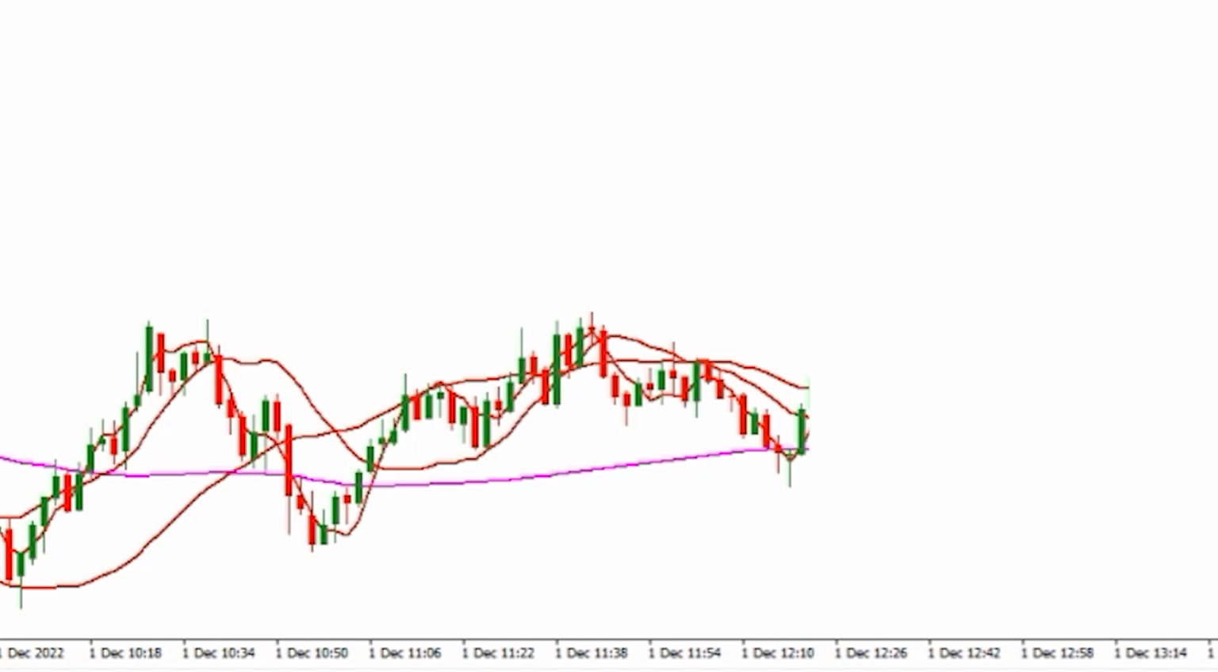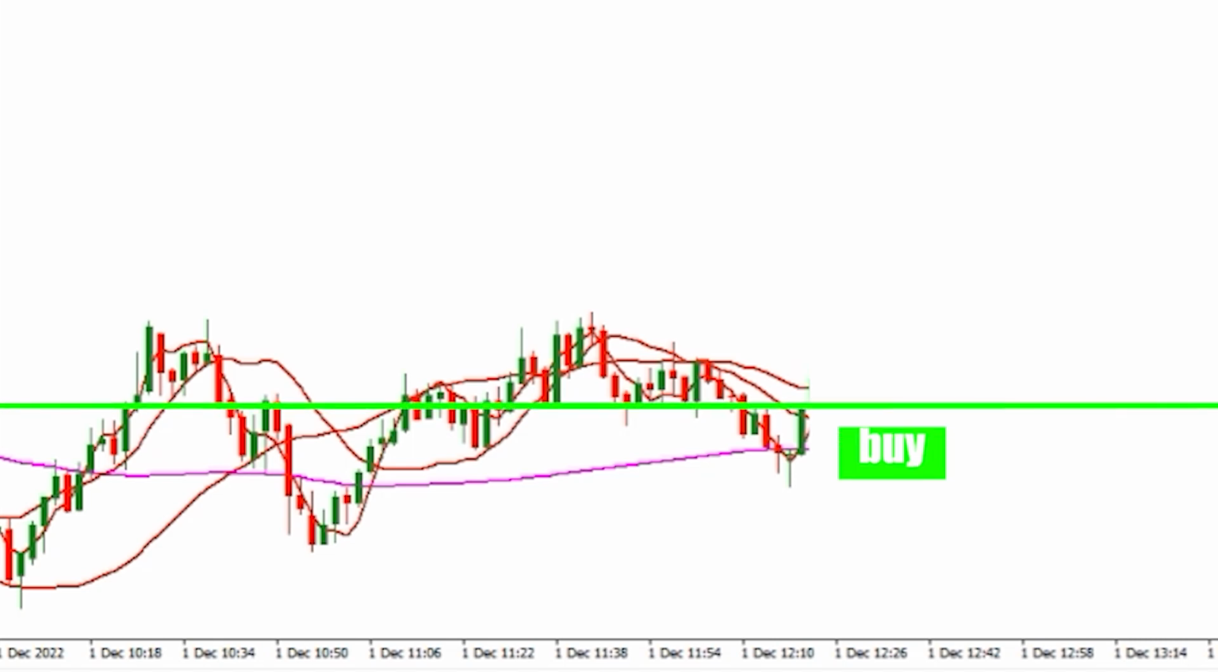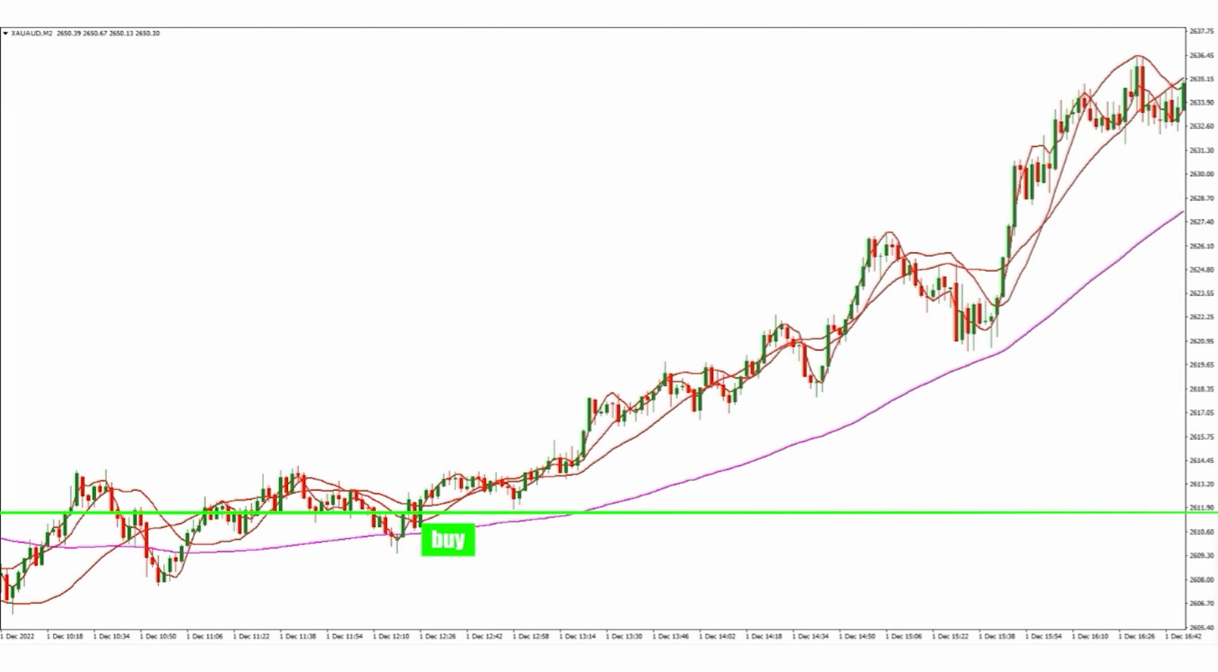So we've identified the exact bar that we're going to enter from. We'll put in our buy order here. And as you can see, the market moved on up.